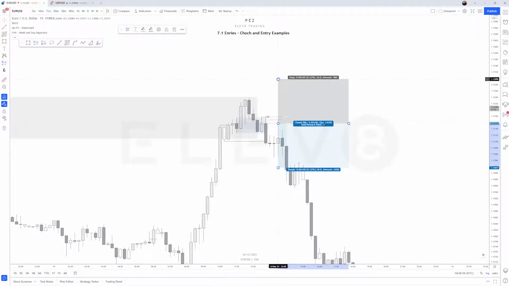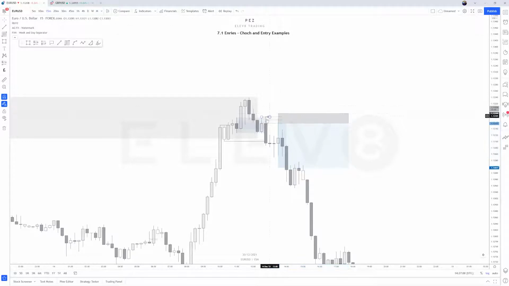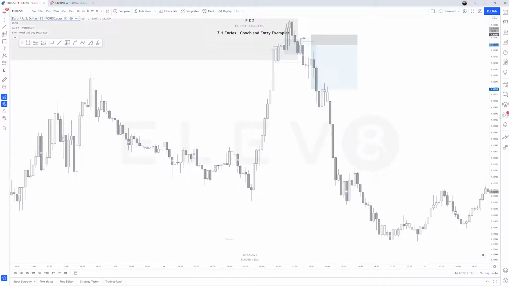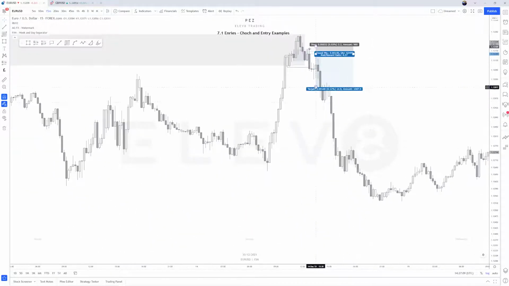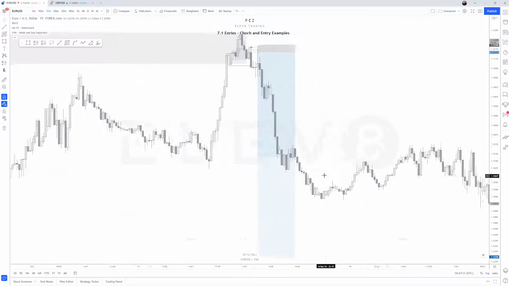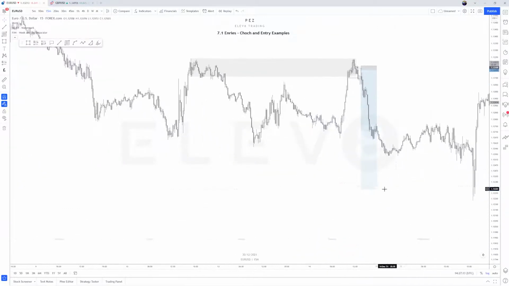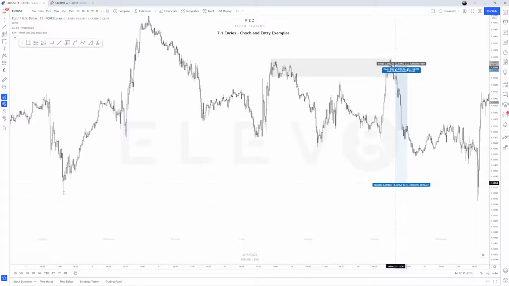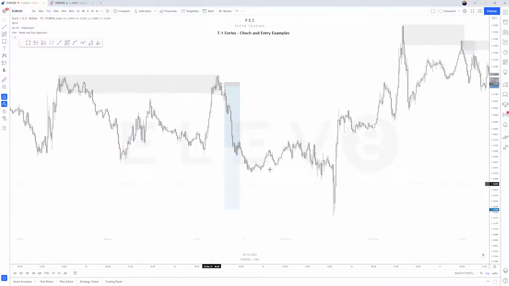entering at the open. Stop loss goes above the high by 1 pip. So the high was 2.2. The stop loss is now 3.2. And for targets, we're just going to target the low of the range here. And we'll be looking at targets in the next video. So this will be just covering entries.